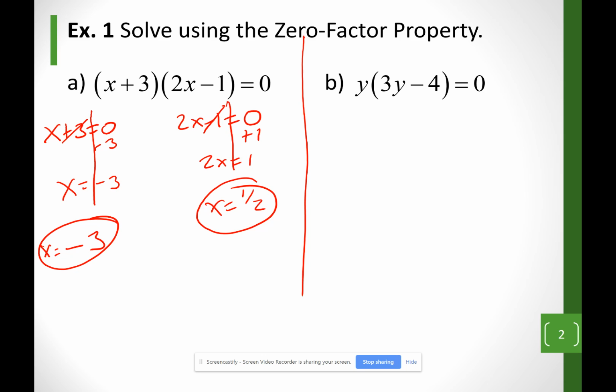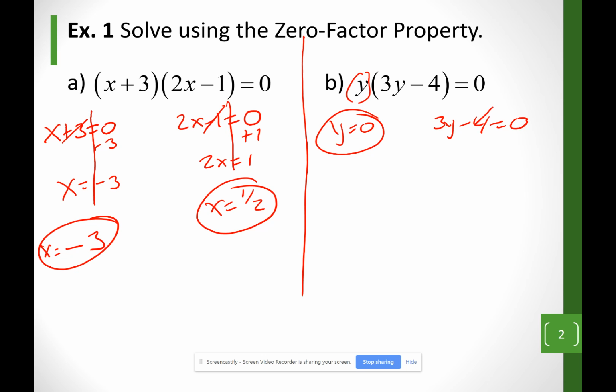Looking at example B, the y on the outside, that's technically our greatest common factor. So it is a factor. I'm going to let all my factors equal to 0. So I get y equals 0. And I'm going to say that 3y minus 4 is equal to 0. My first equation is already solved.